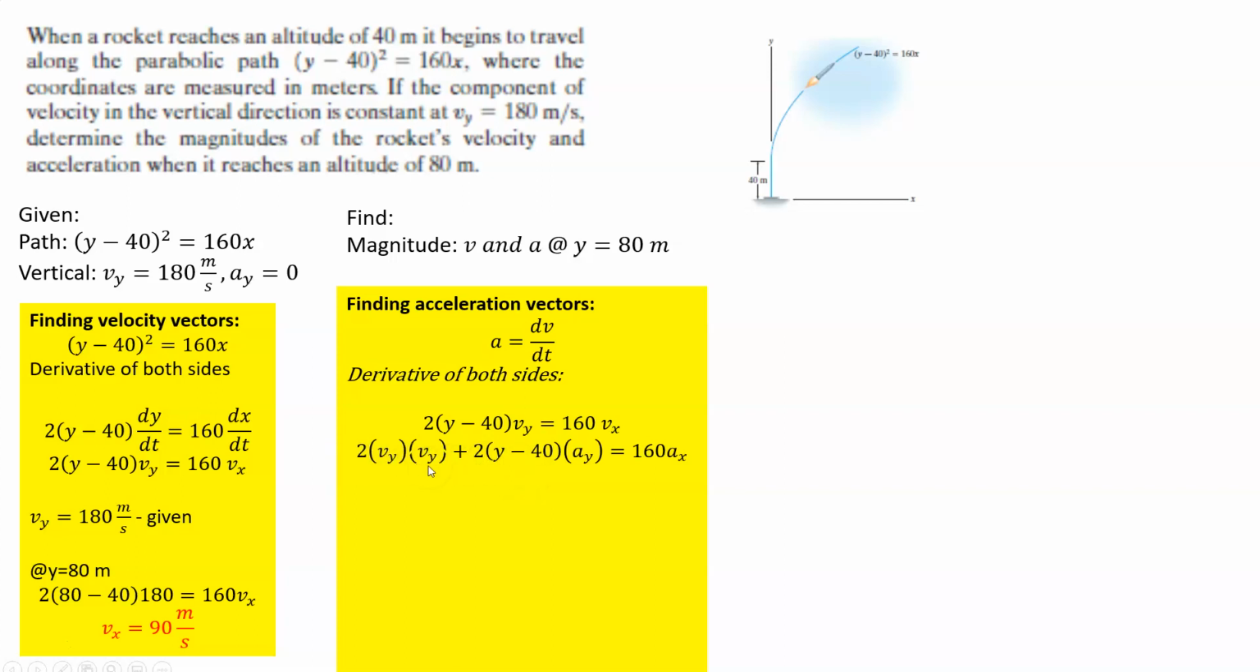So 2 times the velocity times the velocity, plus 2 times y minus 40 times the acceleration, is equal to 160 times the acceleration in the x direction. Again, just taking the derivative of a derivative. So velocity turns into acceleration. And this is the chain rule that we just witnessed here. And the product rule also took place, because you're multiplying this times this.